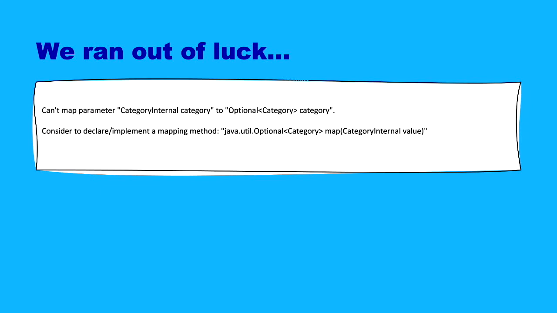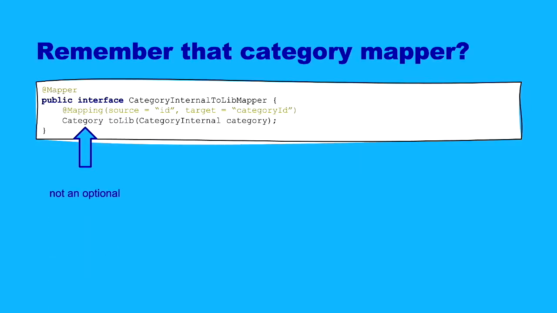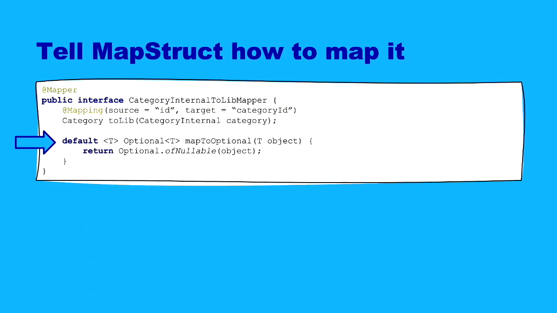However, on the bright side, it does give us a quite descriptive error message stating what it cannot do, where the problem is, and it also gives us a hint on how to fix it on the method we have to implement ourselves. So remember that category mapper? MapStruct does know how to map an internal category to a library category, but it just does not know how to make an optional out of that. So we have to help MapStruct a little bit here by telling it how to map something that's not an optional, that's nullable, to an optional. In this case, it already suffices to write your own custom mapping method, which can map any arbitrary nullable object to an optional. And here you see the example. Just take optional of nullable and you're done.